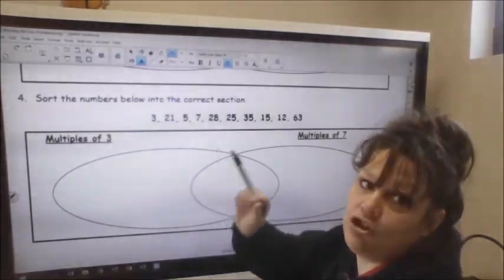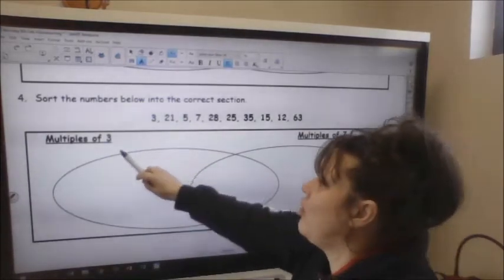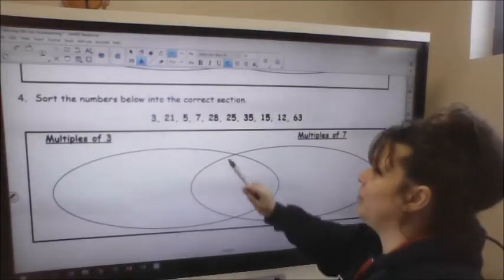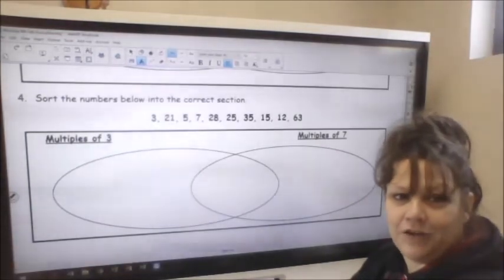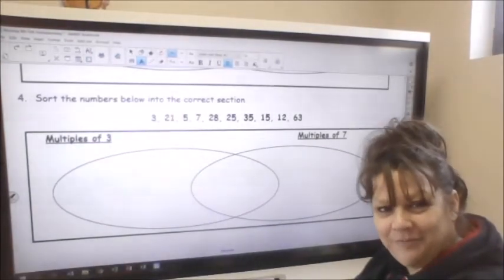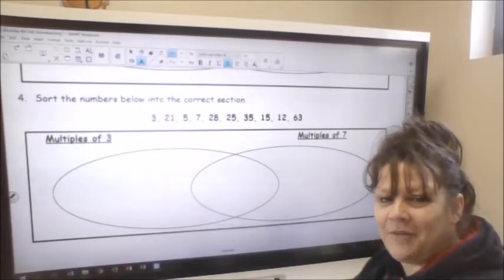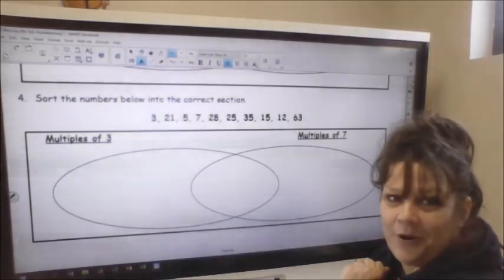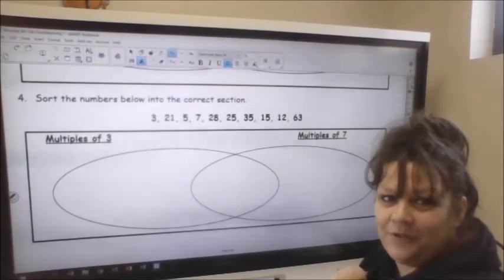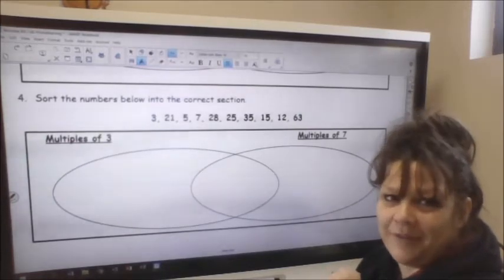And then any that don't belong, they're not multiples of 3, they're not multiples of 7, they will go around the outside of your Venn diagram. Okay? So pause the video, have a little look at both those questions. All right, and then we'll see how you've got on. Pause the video, off you go.